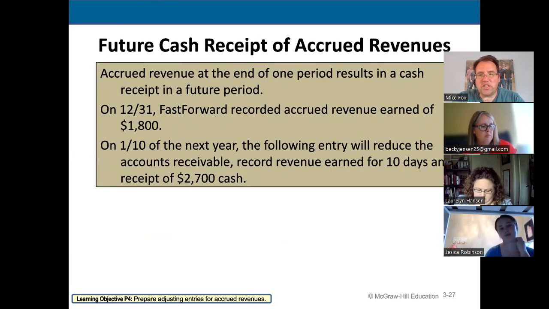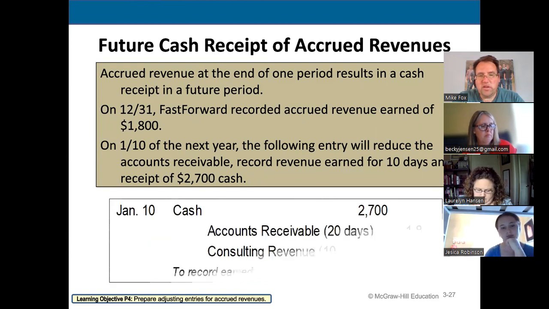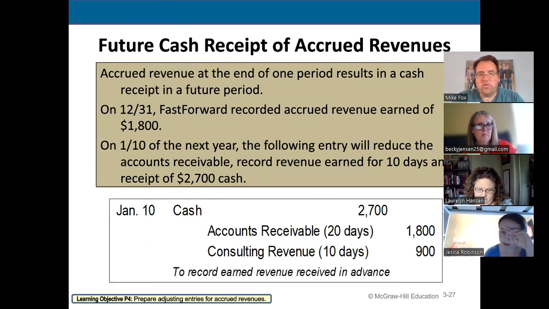In the future, when we actually receive the money, we'll show that our cash went up by $2,700. Our accounts receivable went down by $1,800 because it's no longer owed to us, it's being paid, plus the revenue we earned during January, so the 10 days worth there. So that would be the future event where we actually get paid.